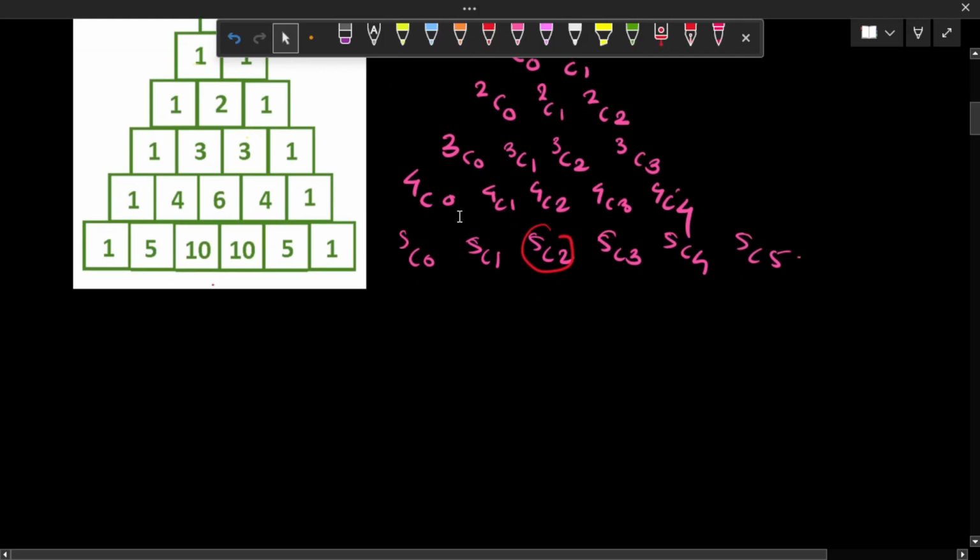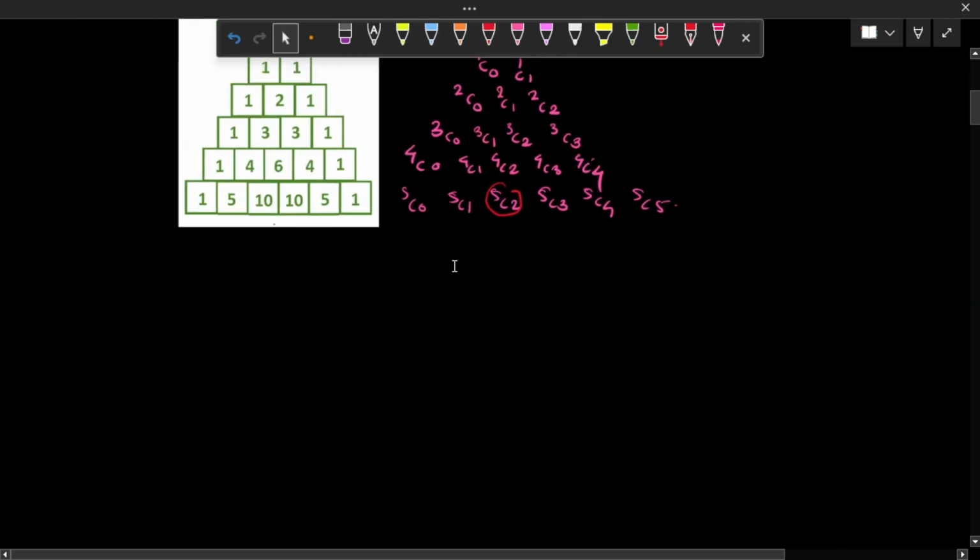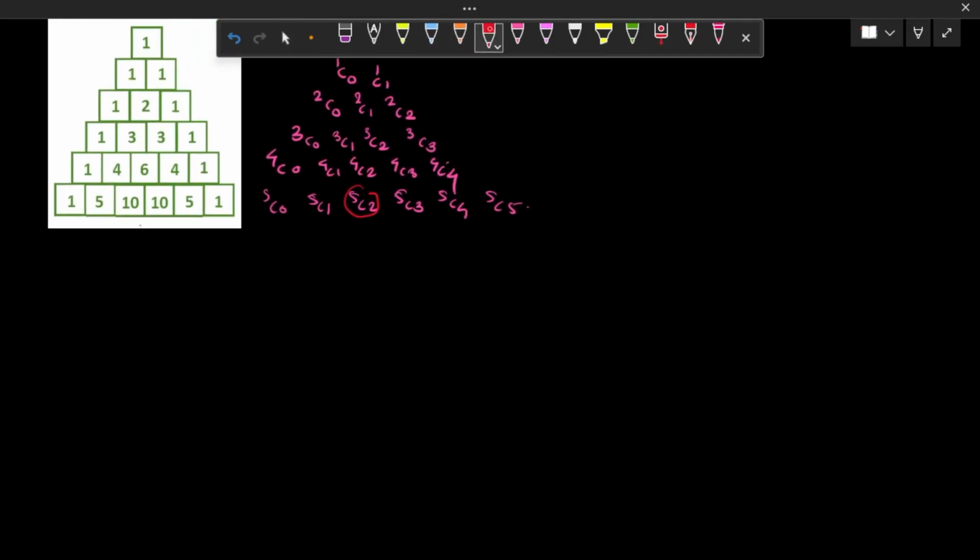So can I say, looking clearly at this example, if I have to calculate 5C2, this is the addition of 4C1 and 4C2? Now if I look clearly, if I have to calculate 4C1, can I say it is the addition of 3C0 and 3C1?